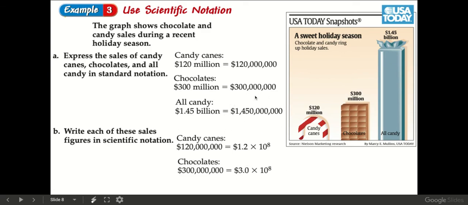Let's look at the all candy value, right? So again, here's the decimal place. I'm going to move it to the left. 1, 2, 3, 4, 5, 6, 7, 8, 9. So it creates 1.45 times 10 to the ninth power, right? I moved it 9 places to the left to create a number between 1 and 10. 1.45 is between 1 and 10. So these are the values written in standard notation and scientific notation.